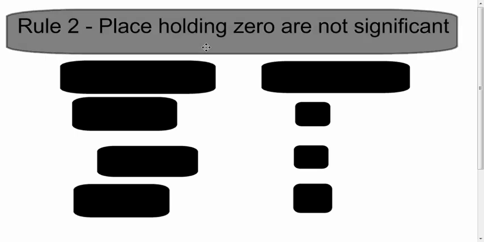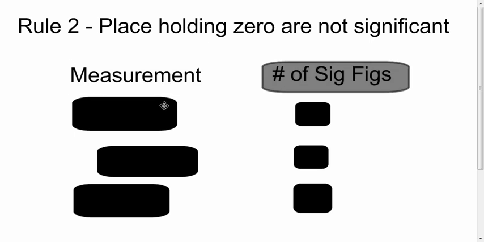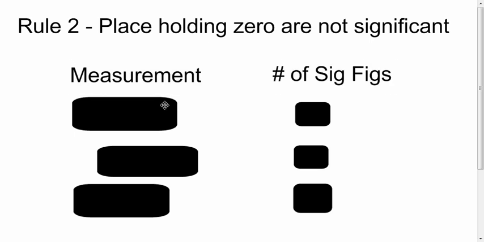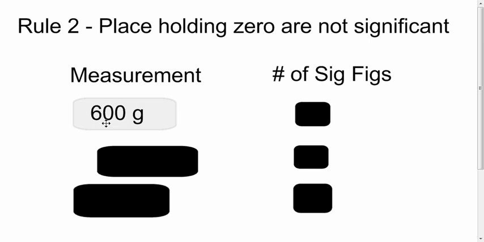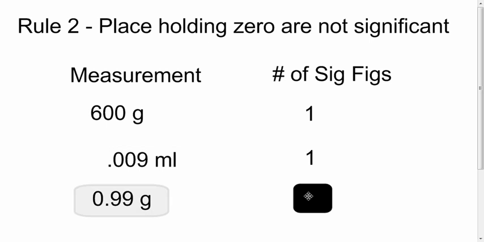Second rule is that place-holding zeros are not significant, and that's when the zeros look like one of three things. The zeros look like this, that has one significant figure. When they look like this, or like this.